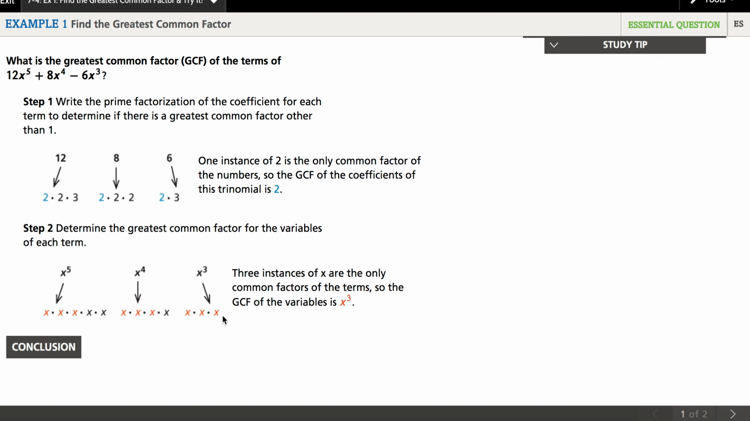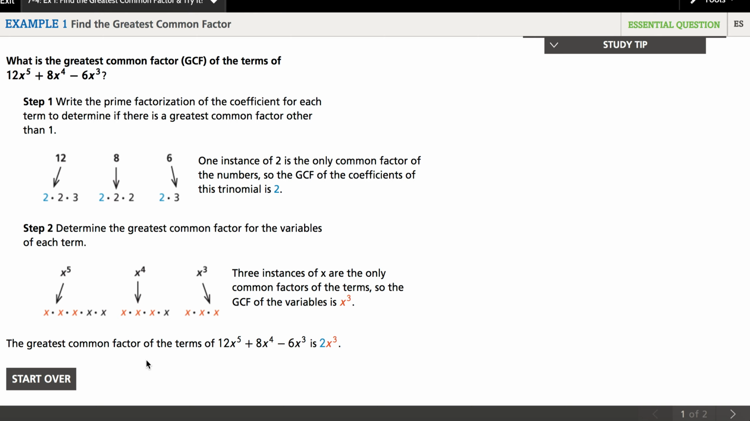So the GCF, which stands for greatest common factor, of the variables is x to the third power, or x cubed. So the greatest common factor of the terms of 12x to the fifth power plus 8x to the fourth power minus 6x to the third power is 2x cubed.